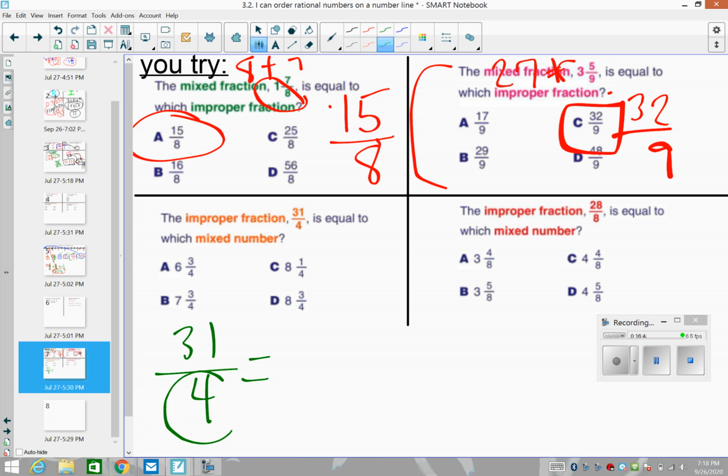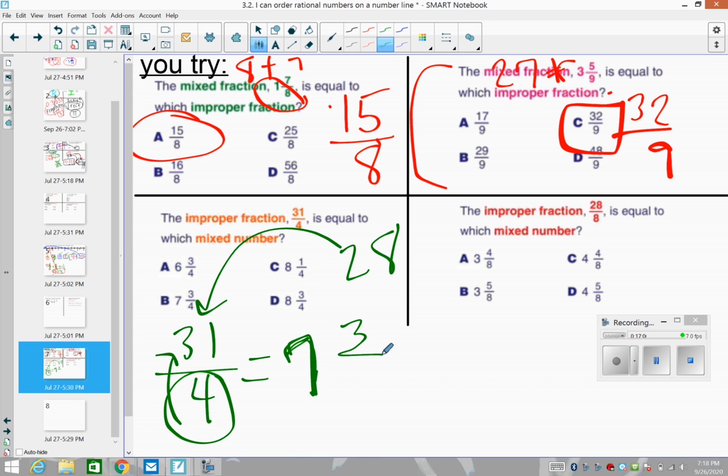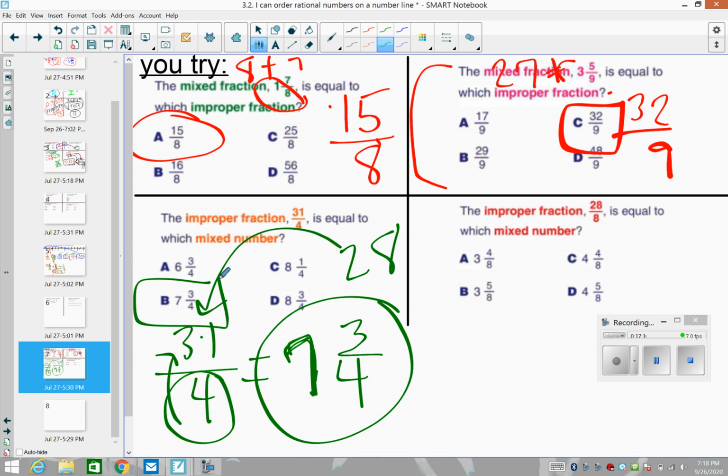So if we take a look at this top one, we would be multiplying these, which is 8, adding 7. 8 times 1 is 8, plus the top number is 15/8. So your answer should be A. So multiply the denominator and the whole number, and then add the numerator, A. So you try this question right here. Go. Pause the video, try that question.